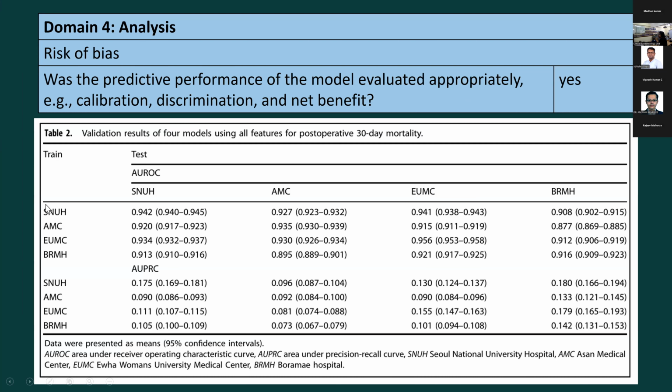So this is the external validation results. Towards the extreme left, you get the models which are trained, and this is the test model. And these are the external validation results. For example, a model trained on the SNUH dataset, when tested on SNUH data, gets an AUROC of 0.994. When it is externally validated on the AMC dataset, there is 0.927, on the UMC dataset 0.94, and on the BRMH dataset 0.908. So it is again about 94% good, and the confidence intervals are also precise.